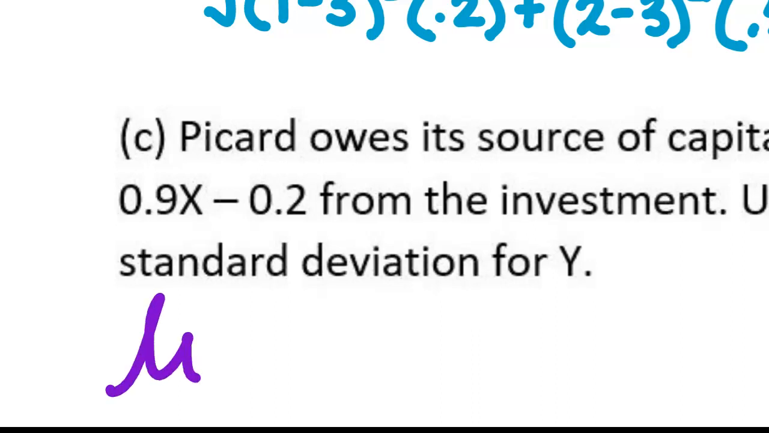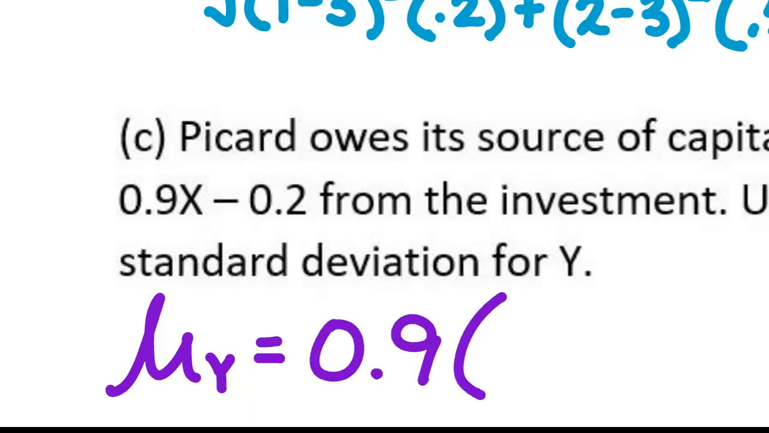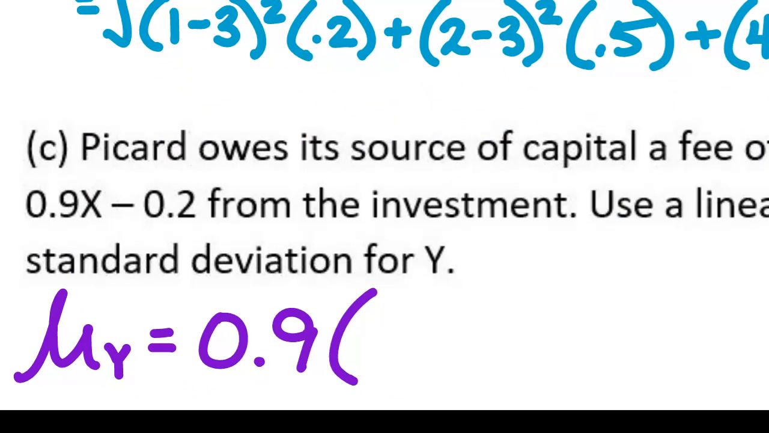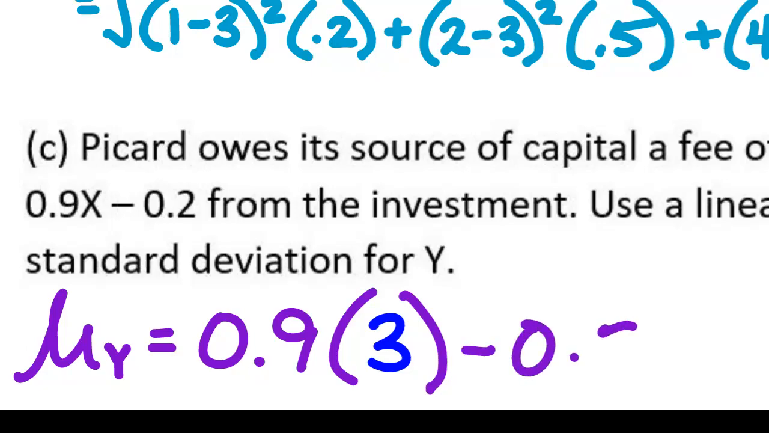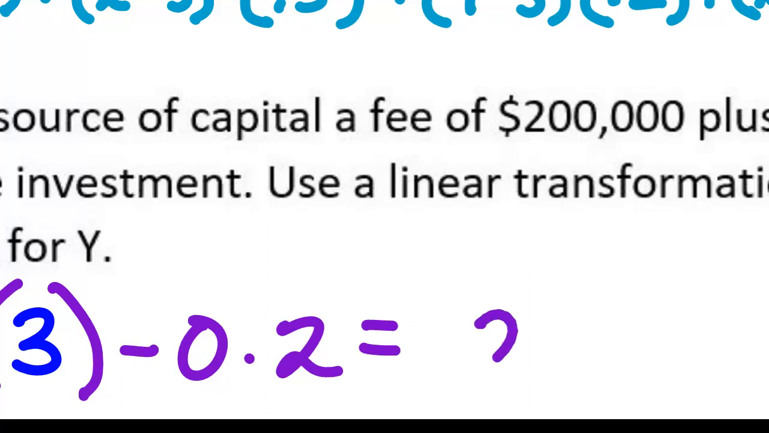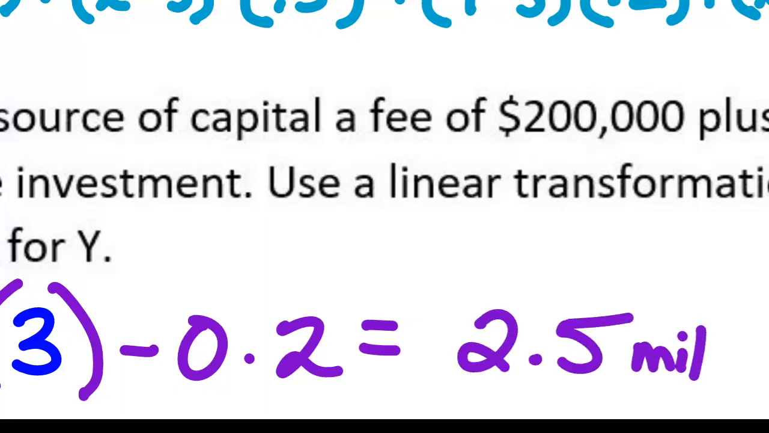So to find the mean for Y, I'm going to do 0.9 times, what was the mean of X? 3. Minus 0.2. I get $2.5 million.